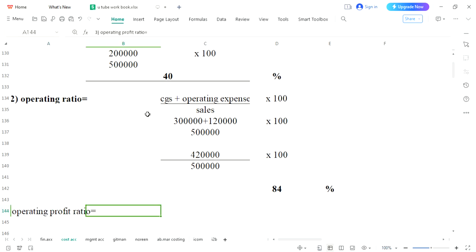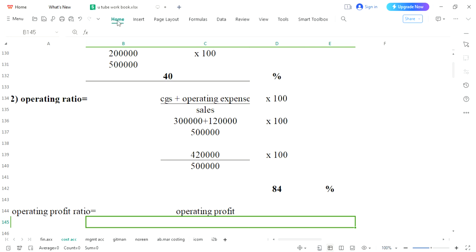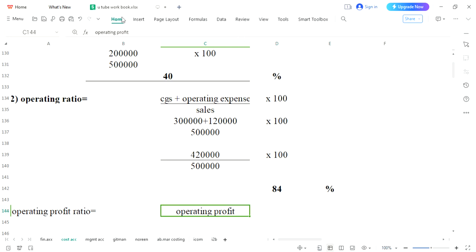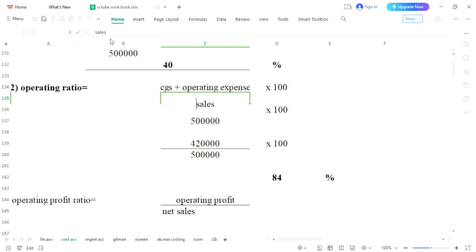And how would we calculate it? For that, we need operating profit, and this would be divided by net sales in the similar way. Here you will write amount of operating profit, then divided by net sales. This is also net sales, but it was understood. We always take net sales.